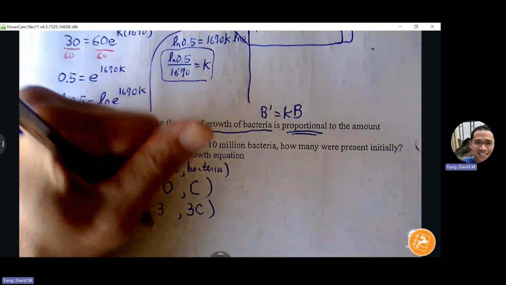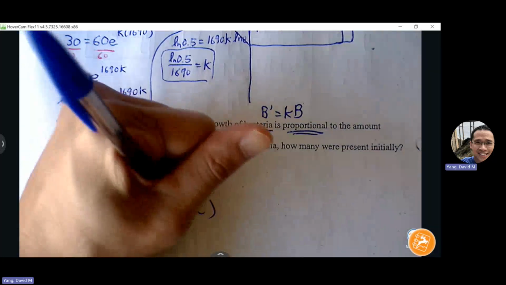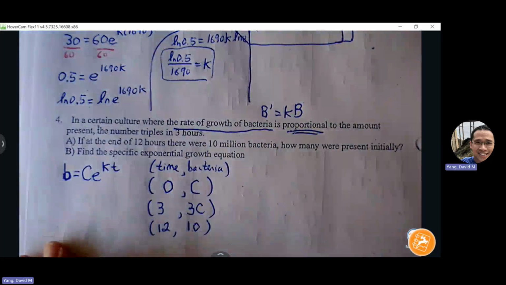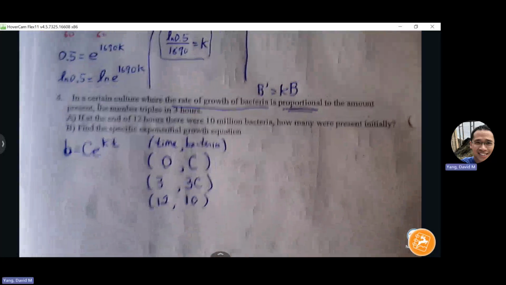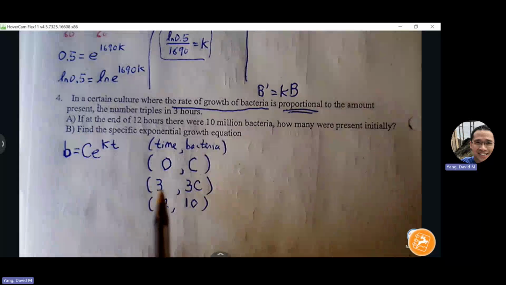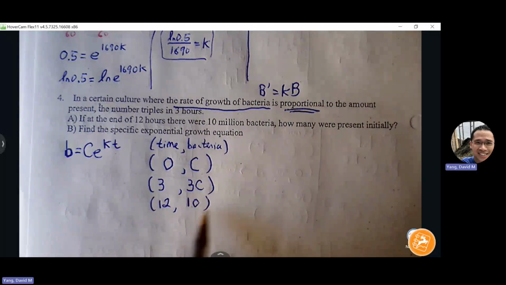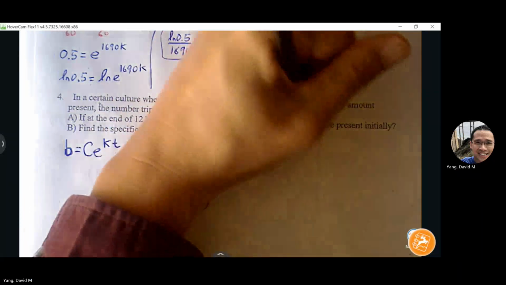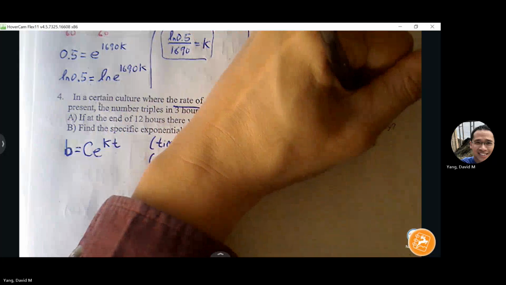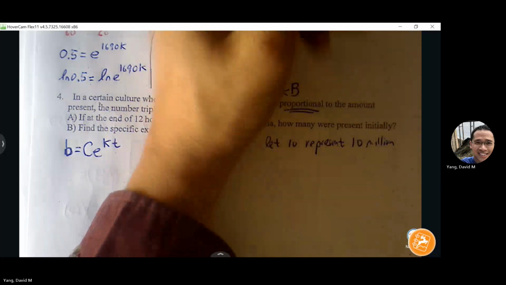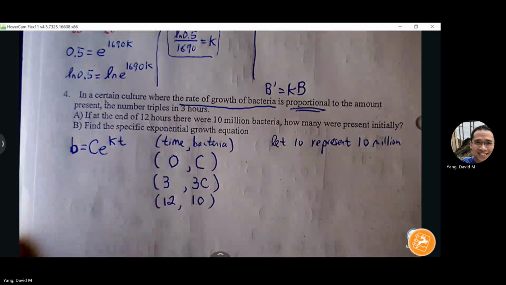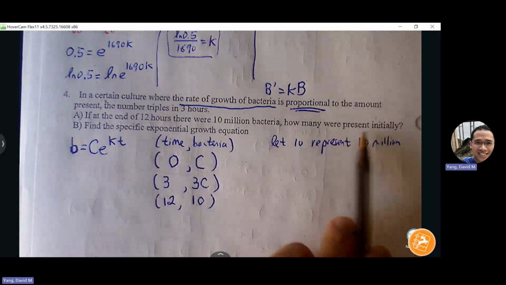If at the end of 12 hours, there were 10 million bacteria, so we'll just let 10 represent millions. So at the end, we have to multiply our answer by 1,000,000. Okay. How many were present initially?